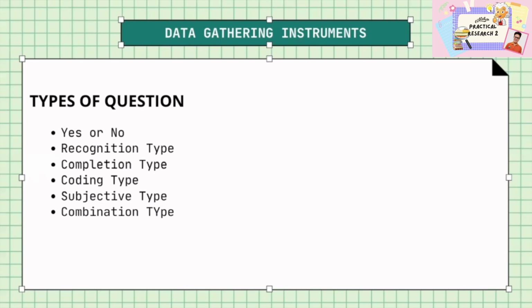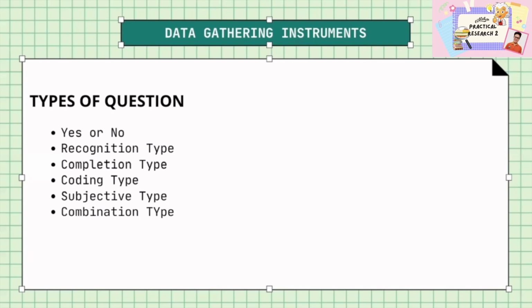Now let's proceed with the types of questions. The first type is the yes or no question. You will just ask questions answerable by yes or no. Like, have you been vaccinated already? Or, are you a senior high student? So yes or no.